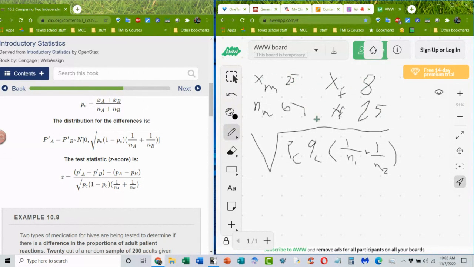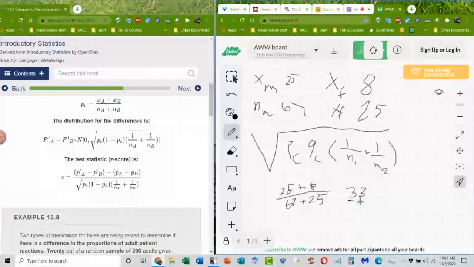We add the successes and we add the trials up. So in our case it'll be 25 plus 8 over 67 plus 25, which gives me 33 over 92. So this is our combined proportion. Then our Q, our failure, is going to be 1 minus this.